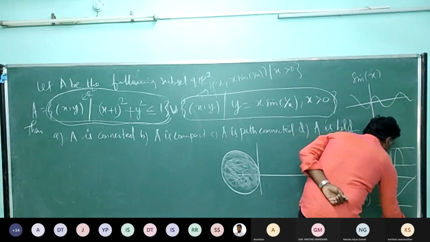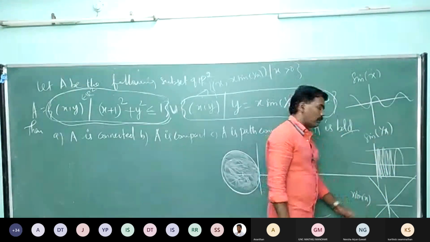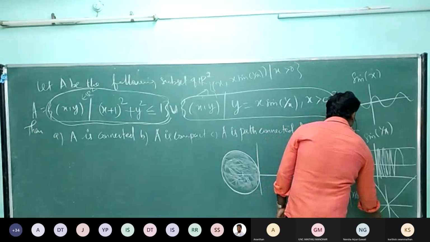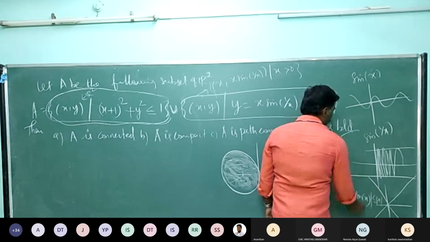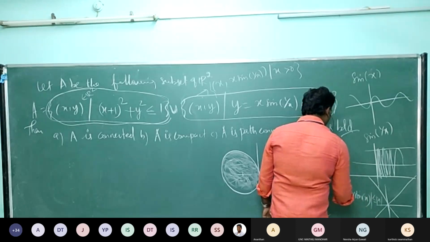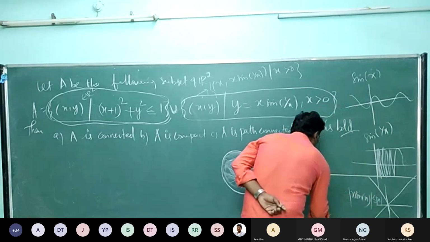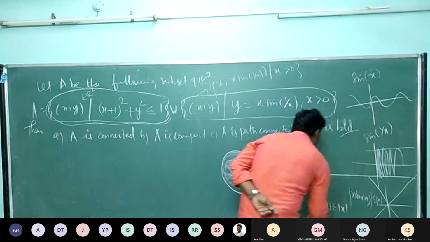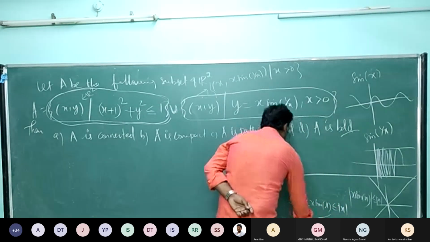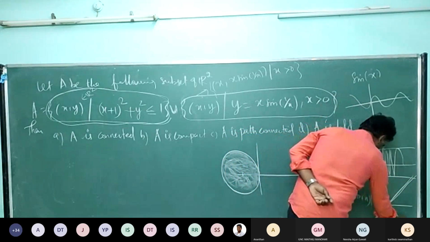Just draw the diagram. Sine x is bounded by 1. Just see that: this is less than or equal to x, so less than or equal to mod x. So this curve is always bounded by mod x. Once you remove the modulus, x sine x is less than or equal to mod x and greater than or equal to minus mod x. That is why I draw the modulus here and minus modulus here.